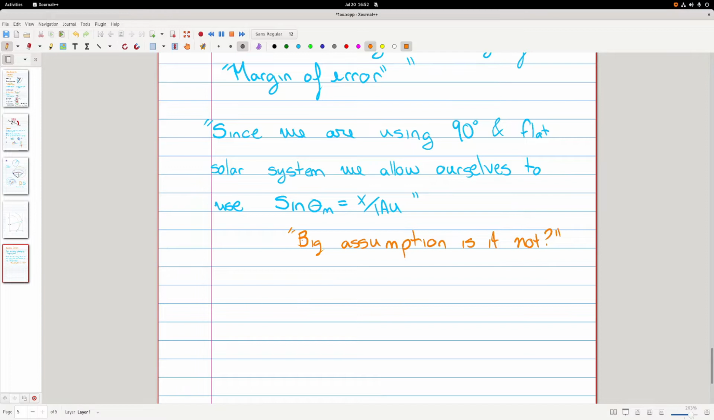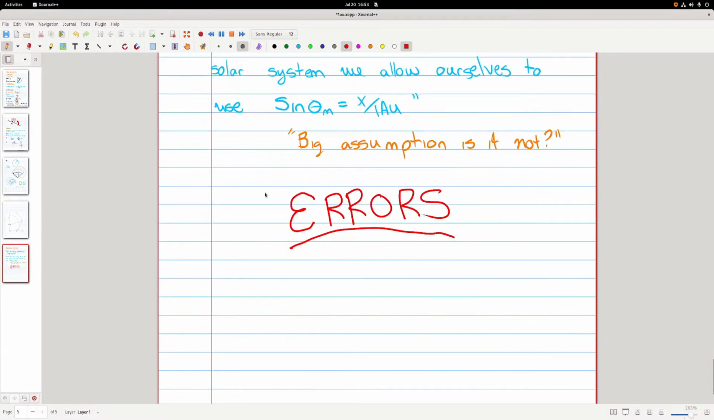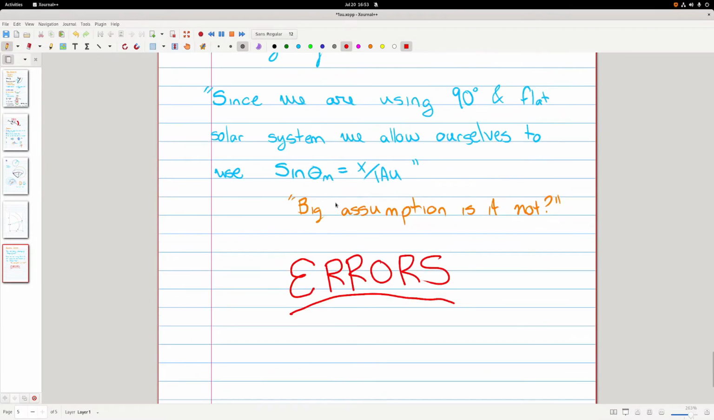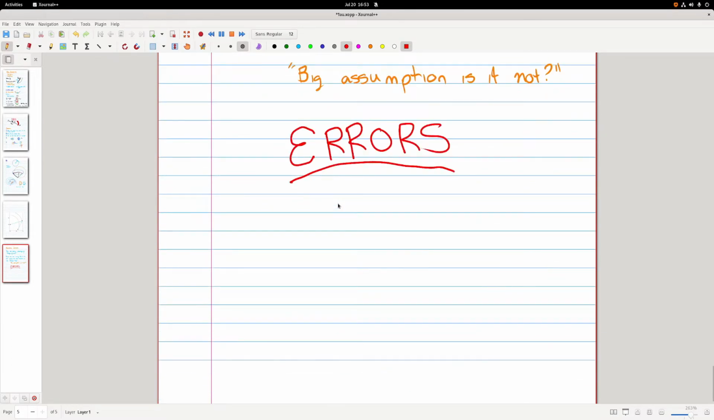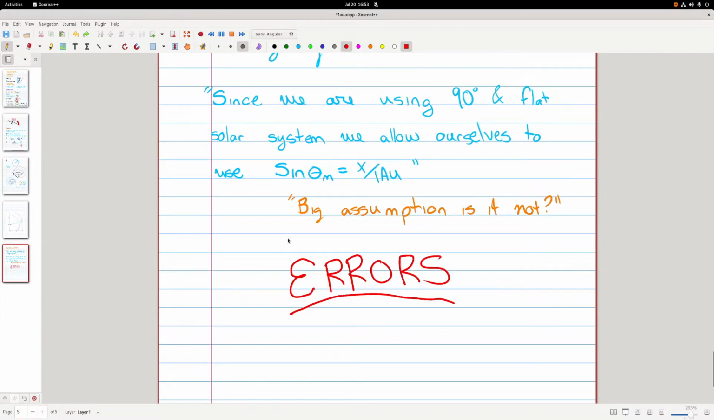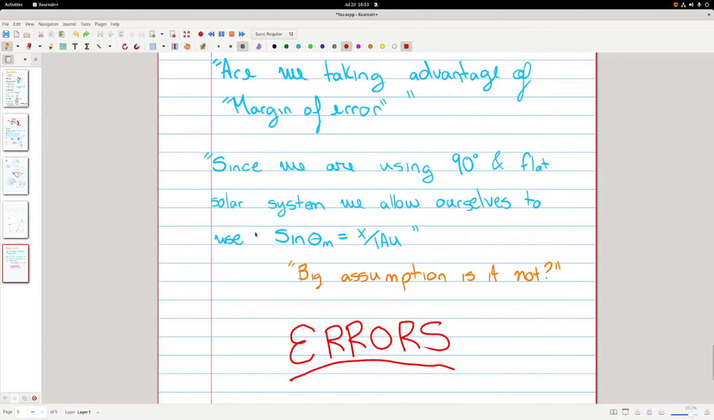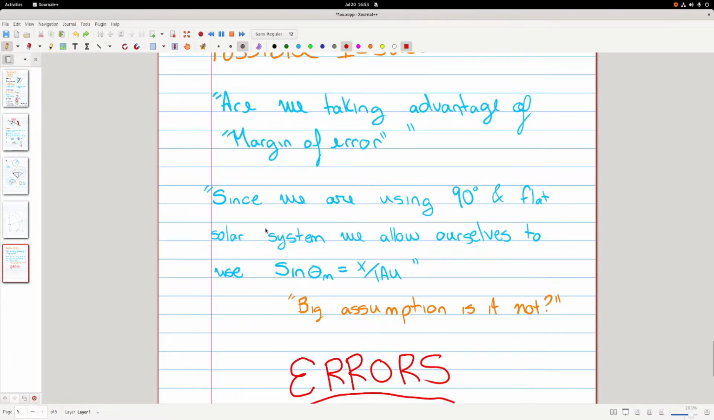So to answer these questions, we have to discuss the greatest fear of undergraduate physics students. Boo! Errors. It's errors. The thing that terrifies all undergraduate physics students. Because it's often not explained super well, or in a great amount of detail, it's kind of glossed over. So we're going to use that here. So, okay, what is an error?